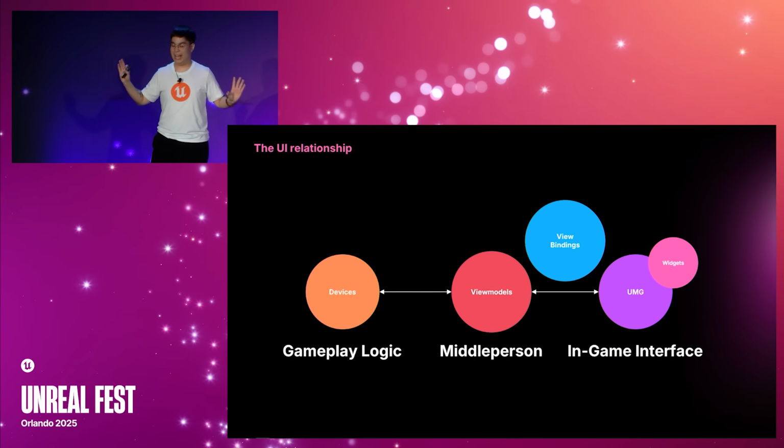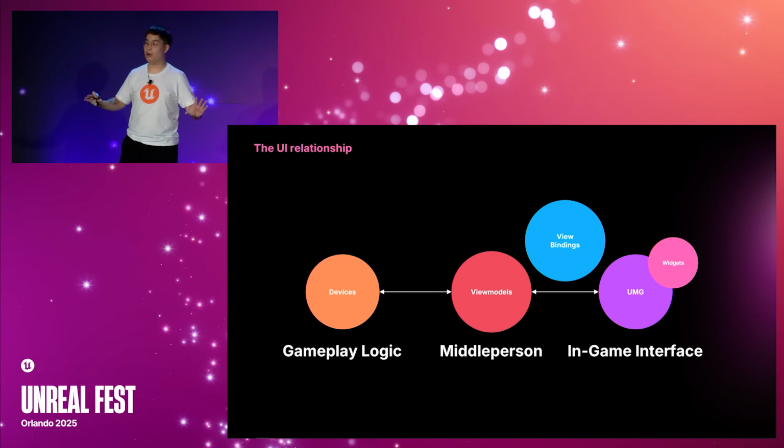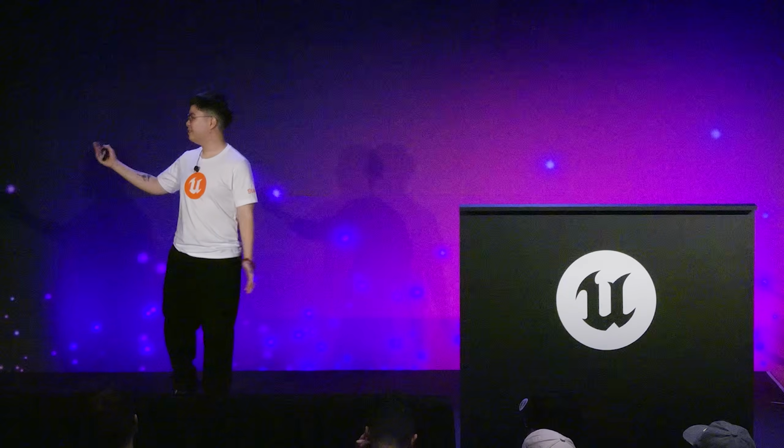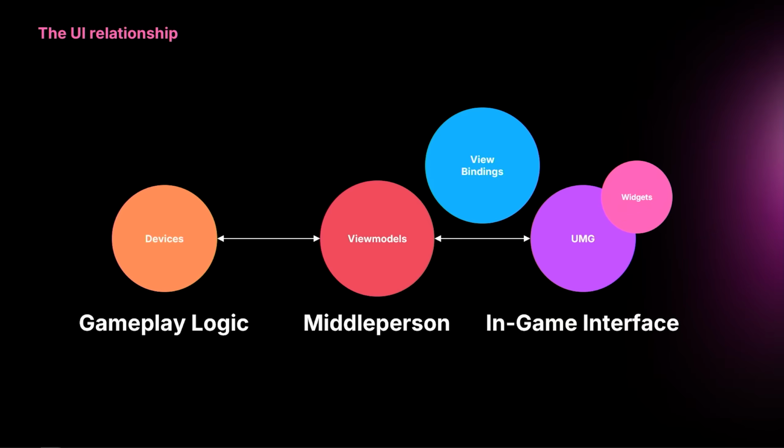Okay, that is the overall relationship. We're all clear with the 3 different parts of custom UI inside UEFN using devices, right? We have devices that provide gameplay logic. We have the view models that act as a bridge, the middle person between UMG and devices. And lastly, we have UMG that creates the widgets for these devices to use.